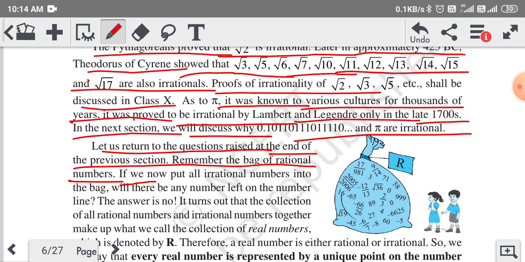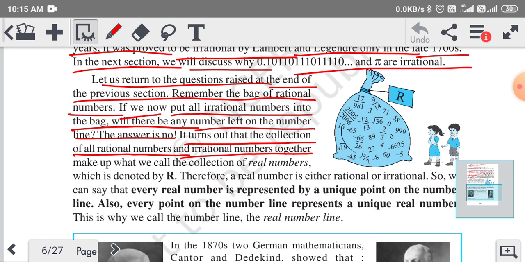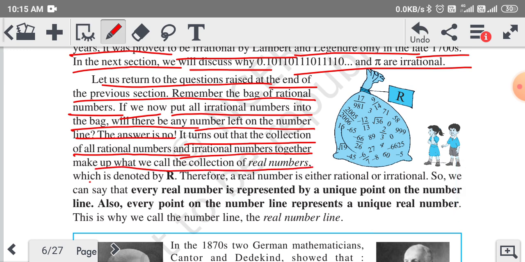If we now put all the irrational numbers into the bag, will there be any number left on the number line? The answer is no. It turns out that the collection of all rational numbers and irrational numbers together make up what we call the collection of real numbers, which is denoted by R. Therefore a real number is either rational or irrational.